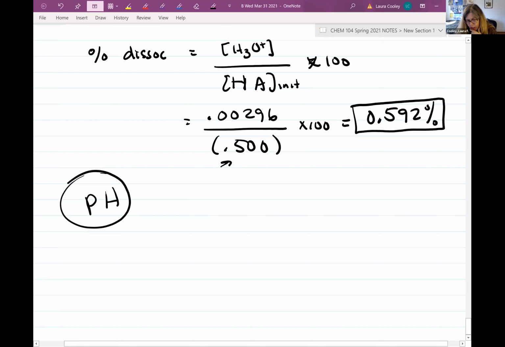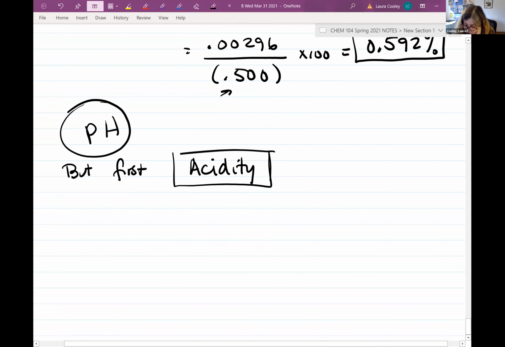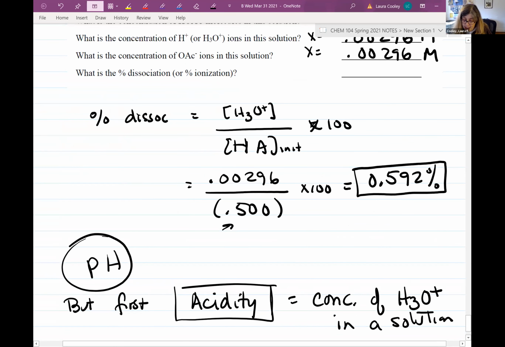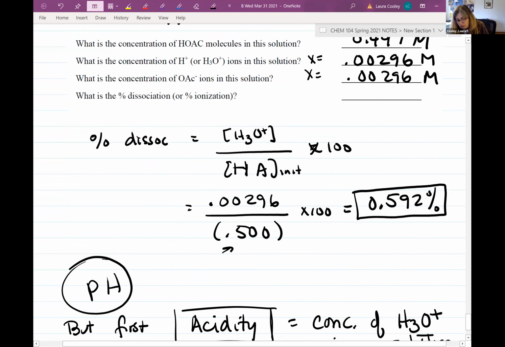Okay. So I'm going to talk about pH, but what I have to actually talk about first is acidity. Okay, so acidity is actually the concentration of H3O plus ions in a solution. So, if I have like the solution I had here, the acetic acid solution, its acidity is 0.00296 molar. That's how many H3O plus ions it has.